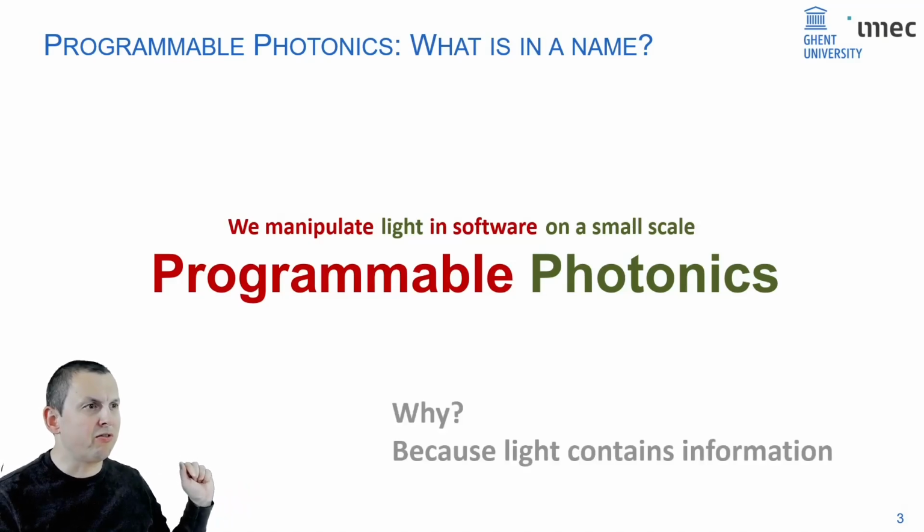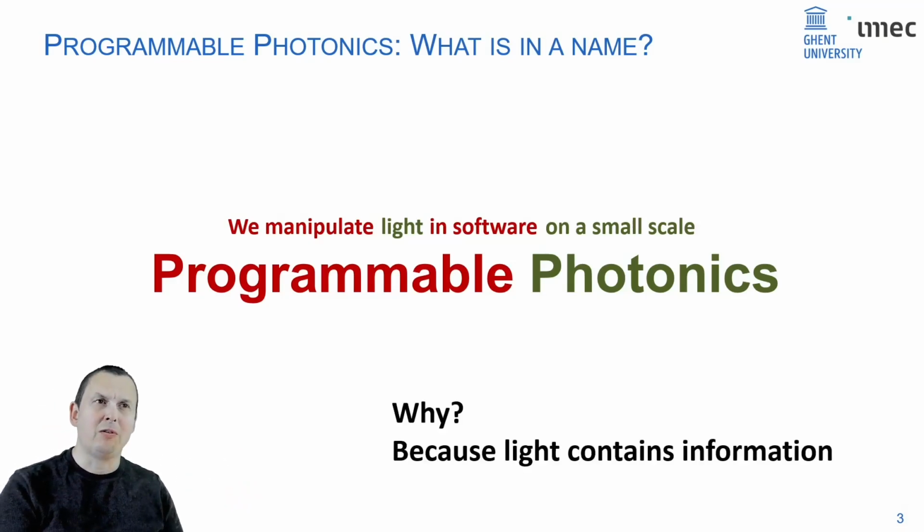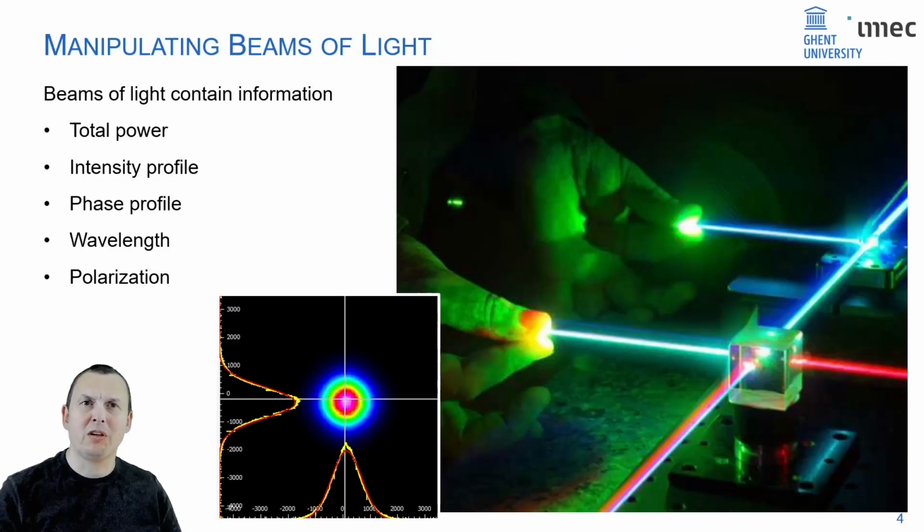Now there's a good reason why we want to do that. Light contains information. What kind of information can we encode in light? Well, of course, if you have a beam of light, the total power can be switched on or off. So that's information. But a beam of light also has an intensity profile, a phase profile. It has a wavelength. It has polarization. So there's a lot of information in light that can be manipulated.